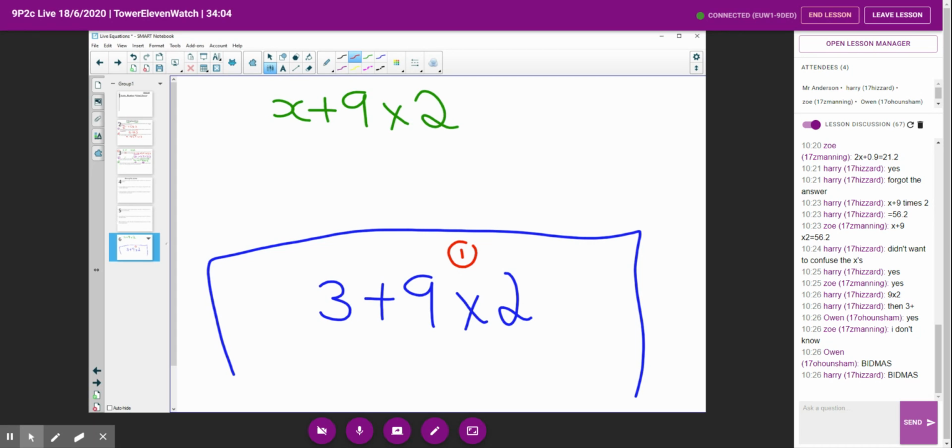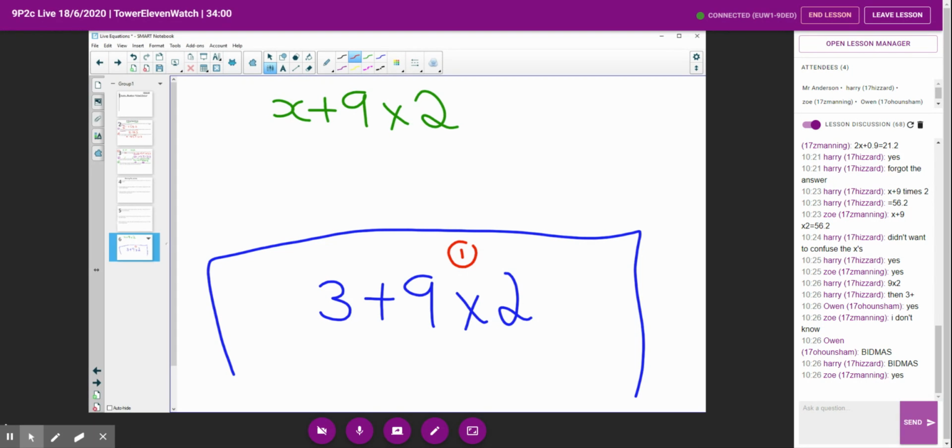Perfect. Because of BIDMAS. Well done, Harry. Zoe, do you remember BIDMAS? Remember when we've done that in the past? Yeah, so it tells us the order we do something in. So if we just have 3 plus 9 times 2, you would do the 9 times 2 first. So let's have a look at this question. The way we've written it, you're actually saying that you do 9 times 2 first, which is 18, and then add the x.